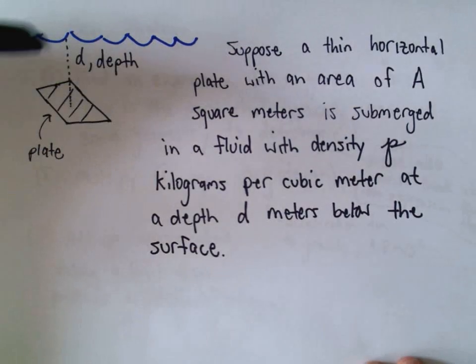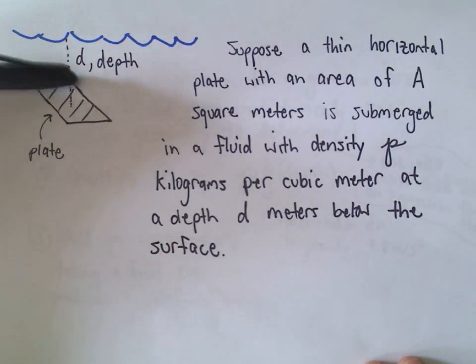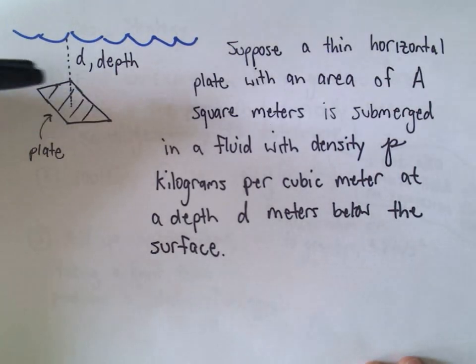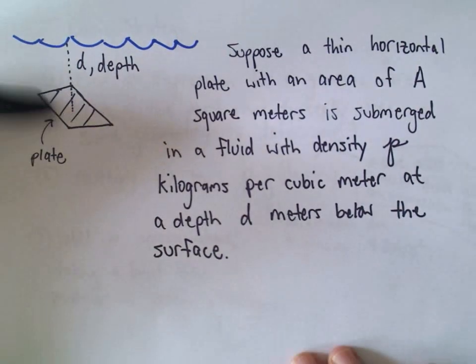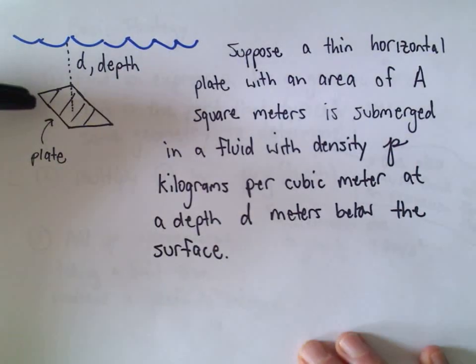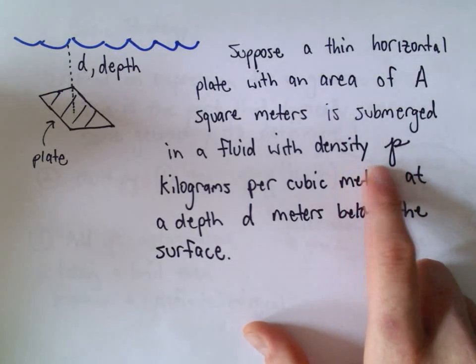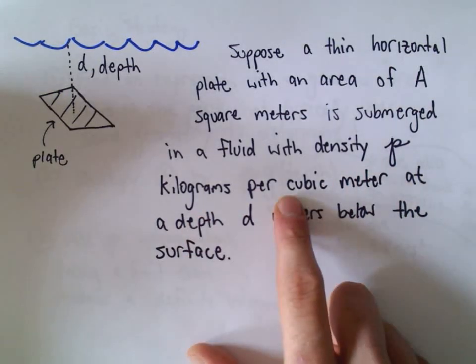So suppose we've got a thin little horizontal plate, okay, so imagine you've got a little plate of some kind of metal or concrete or whatever, and this is supposed to be horizontal in the water. Trying to make a decent picture here. So suppose this plate has an area of A square meters, and it's submerged in a fluid with density, I'm going to call it rho, or P because it looks like a P. So we have density P kilograms per cubic meter.